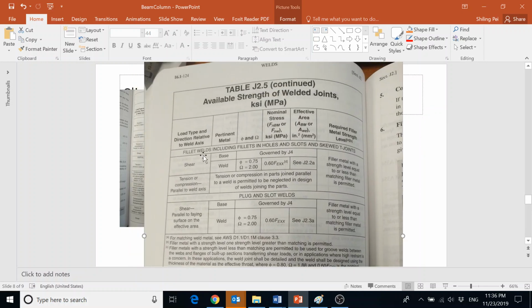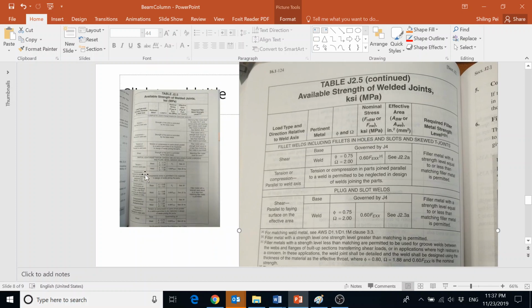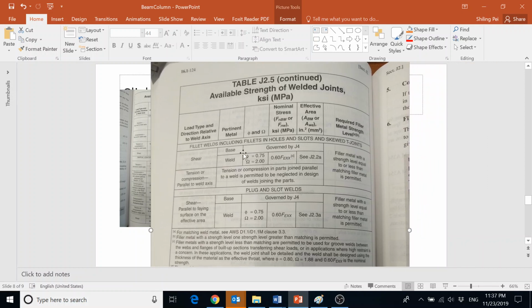Which is fillet weld. It's like 80% of the welds you're going to do in steel design, especially on site. On site it's even more, maybe like 90% are fillet welds. And two things are very interesting. The first thing is that here you see all kinds of tension, compression, whatever. In here it's just shear, and tension or compression parallel to weld axis. You're like, how about tension and compression perpendicular to the weld axis?